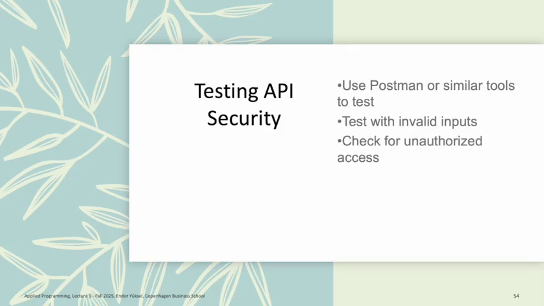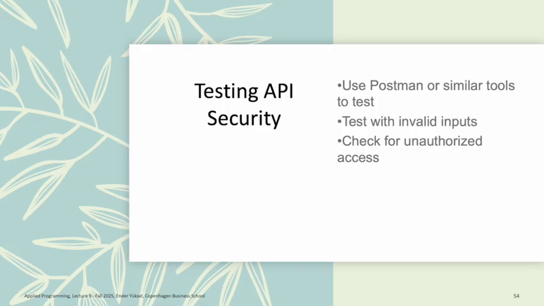Next, test for unauthorized access. Try accessing protected endpoints without a token. Then try using a token for a regular user to access admin-only features. If your API allows these actions, it's a serious vulnerability. Also, test for rate limiting. Can you send hundreds of requests in a few seconds? If so, your API might be vulnerable to denial of service attacks.